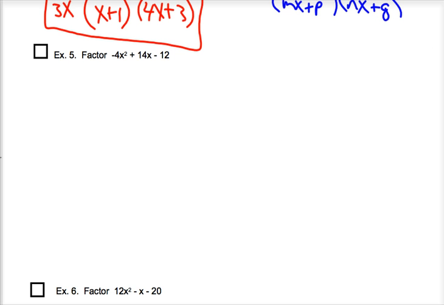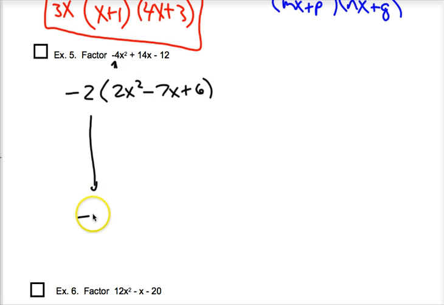Let's do that again. Take out what they have in common. What does this one have in common? Well, all the numbers are even, so I'm going to take out a 2, but you notice there's a negative in front, so I need to take out a negative 2. So if I divide everything by negative 2, it'll be 2x squared minus 7x plus 6. So my final answer is going to have a negative 2 in front. I can't forget that. I'm going to write that down there now.